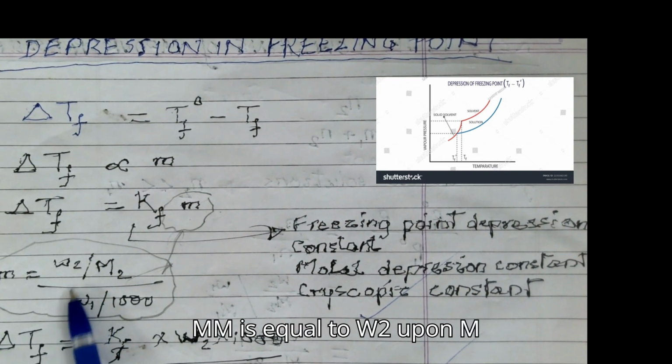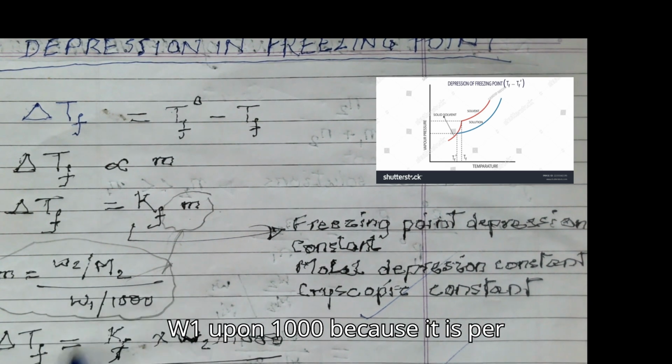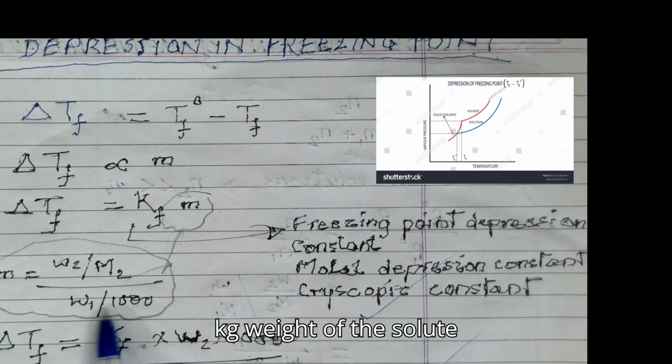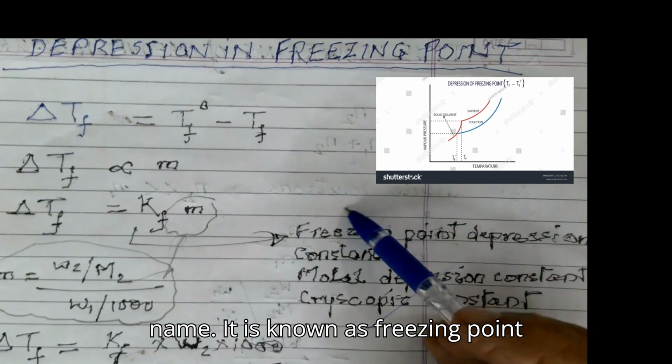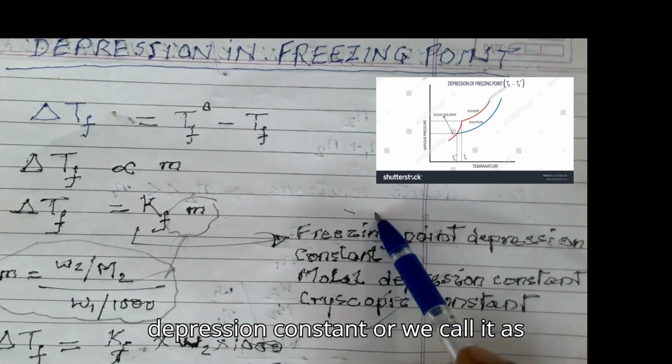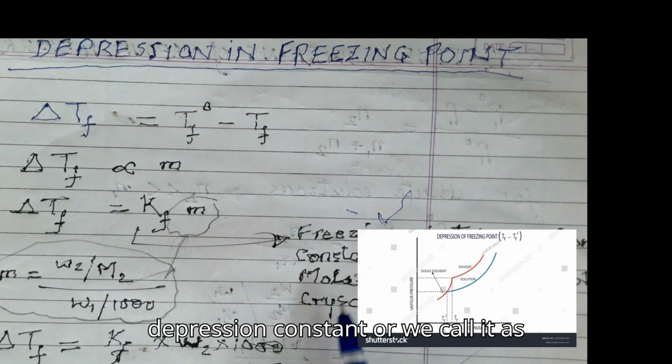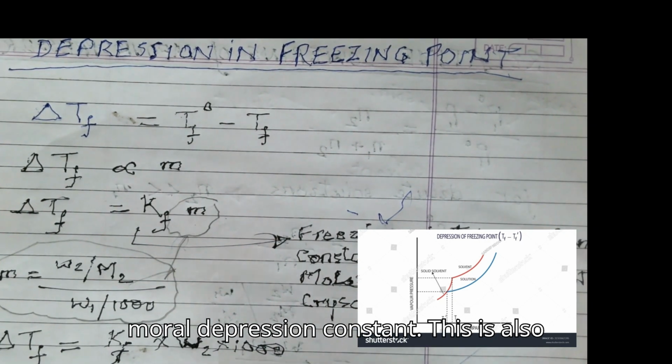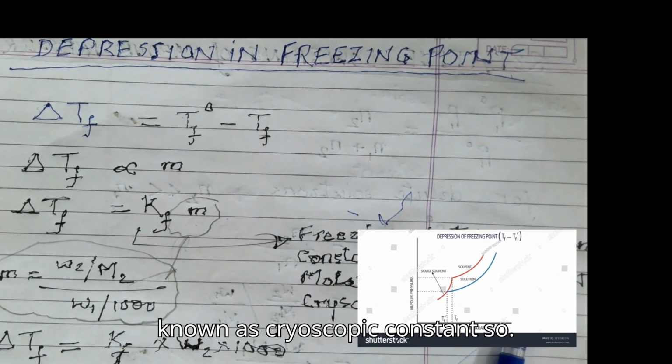Wherefrom you can find out m is equal to W2 upon M2 divided by W1 upon 1000, because it is per kg, weight of the solute per kg of the solvent. So that is there. And this Kf has been given its own name. It is known as freezing point depression constant, or we call it molar depression constant. This is also known as cryoscopic constant.